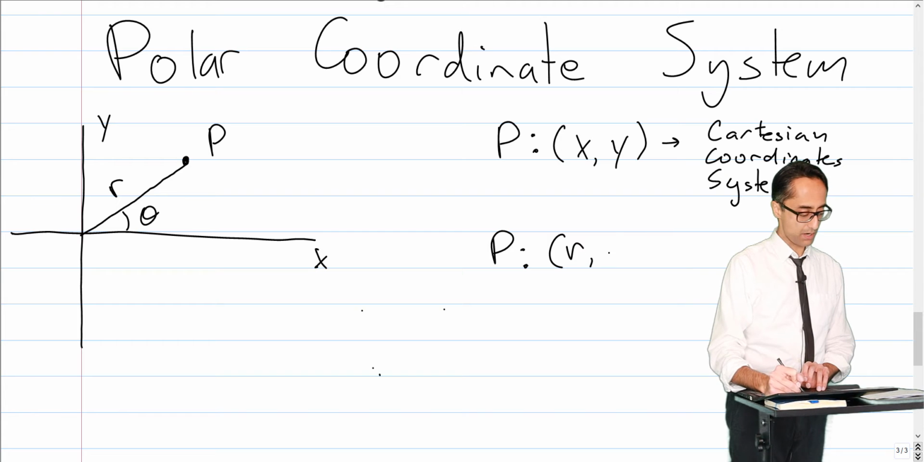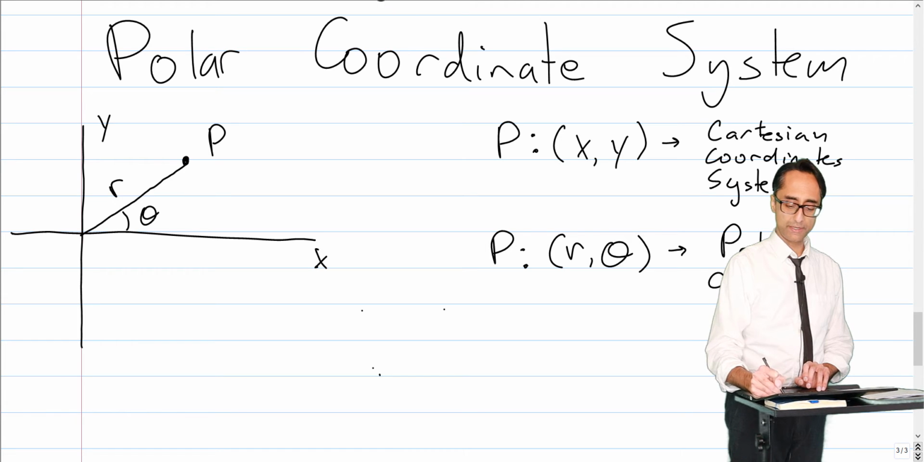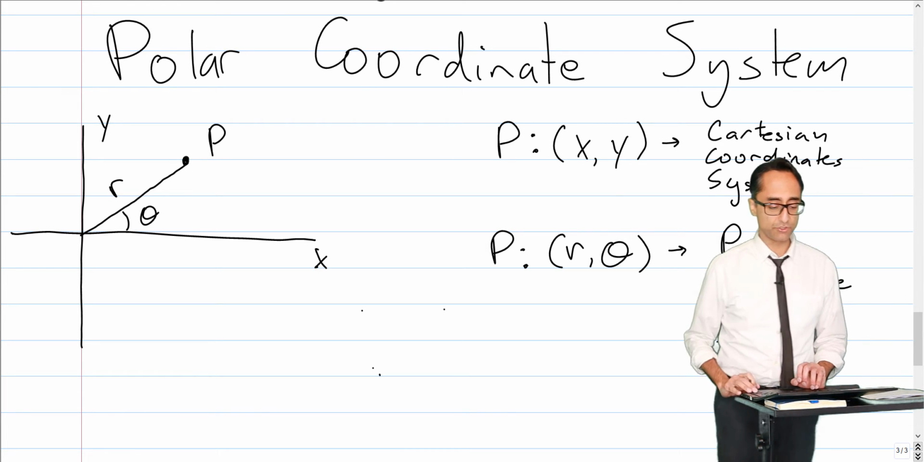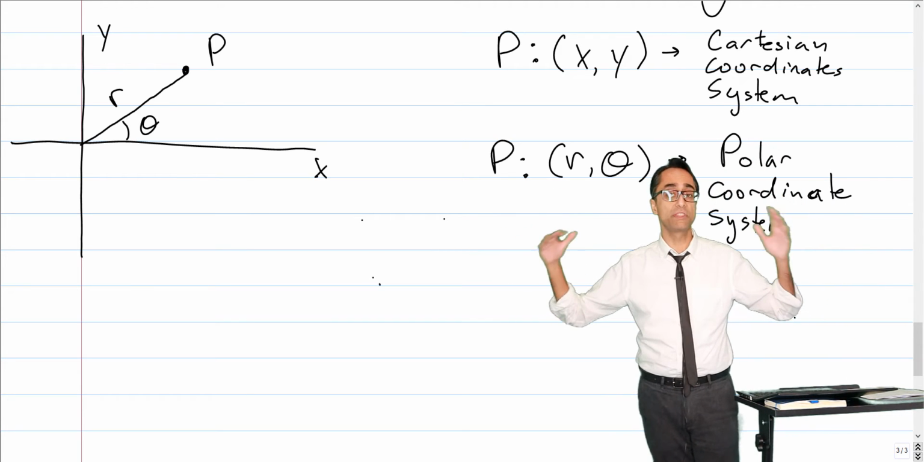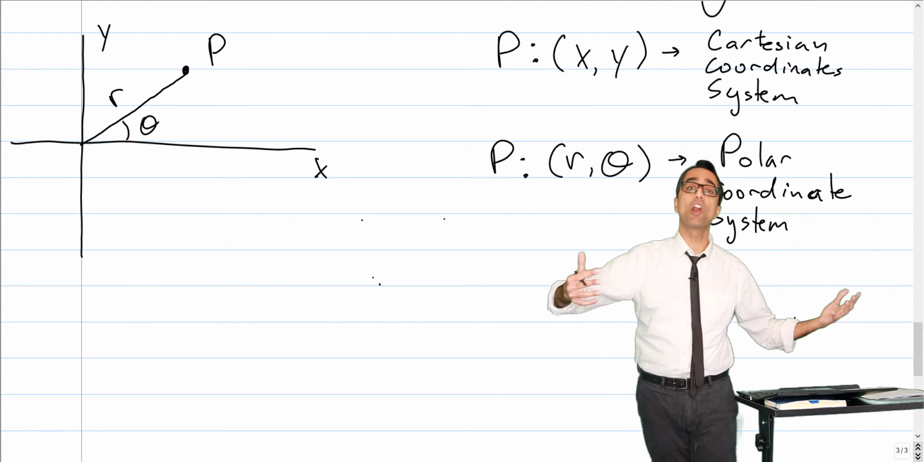And so we have R and theta. R and theta are our polar coordinate system. We can describe the location of any point in space with either x and y or with R and theta.